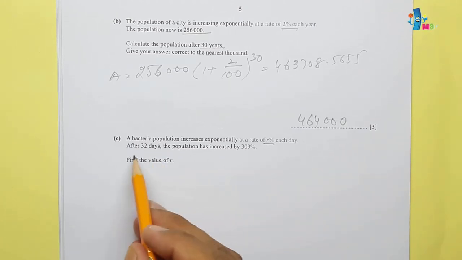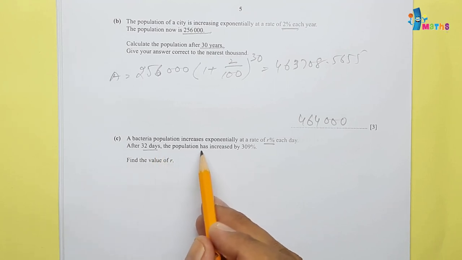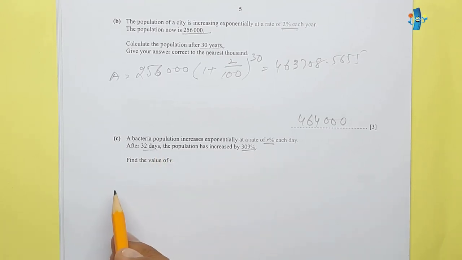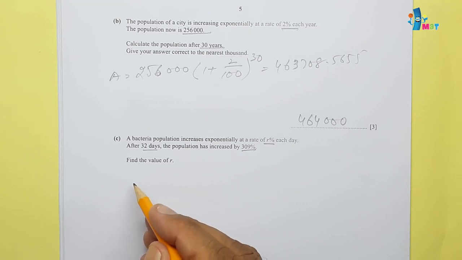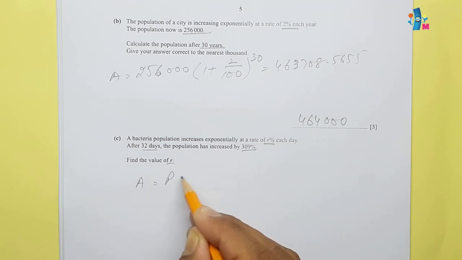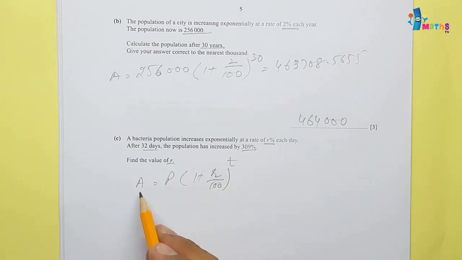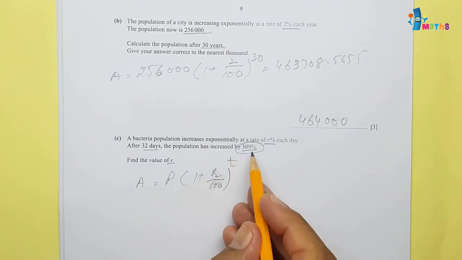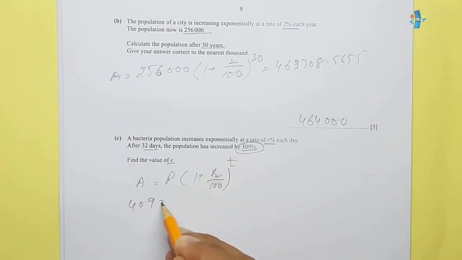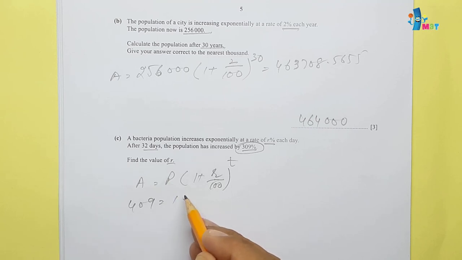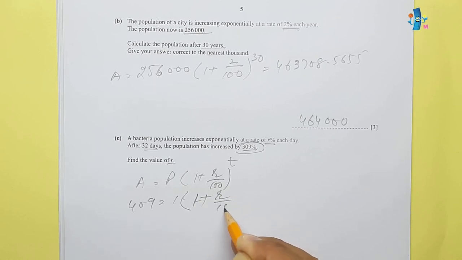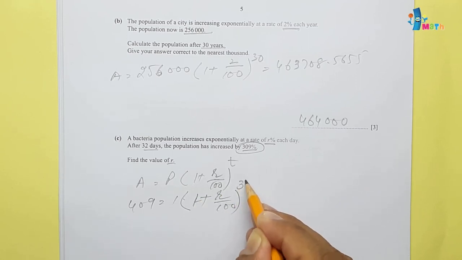A bacteria population increases exponentially at a rate of r percent, after 32 days, the population has increased by 309%. So value of r we have to calculate. So A is equal to P into 1 plus r over 100. This is the formula. Exponential increase we will be applying. So A is equal to 309 plus 100, because this is increment. So 409 is equal to 1, it's starting from 1, 1 into 1 plus r over 100 and raised to the power t will be 32.